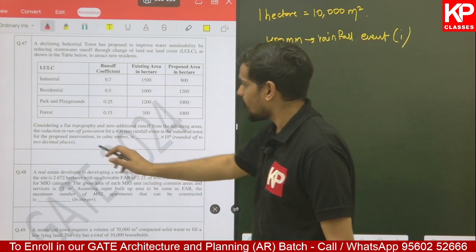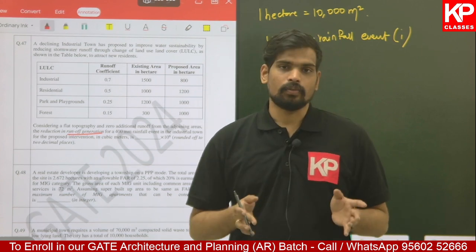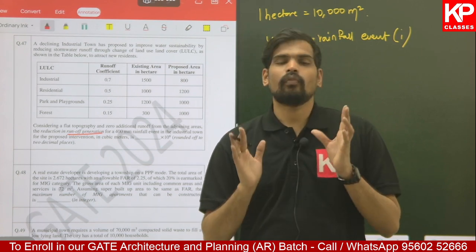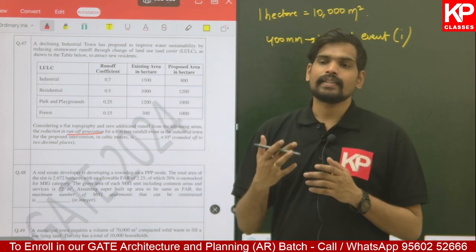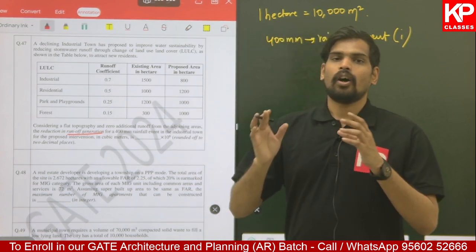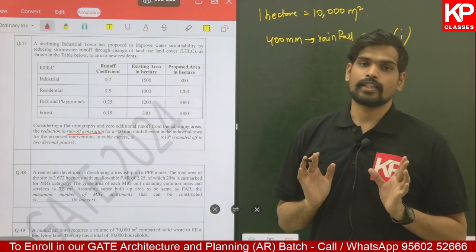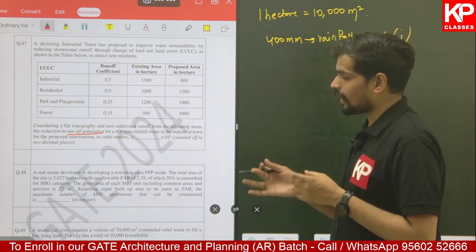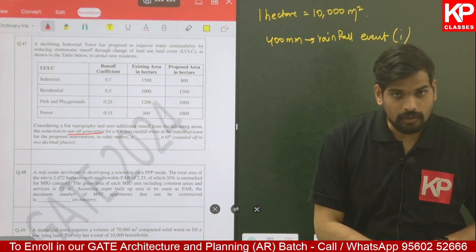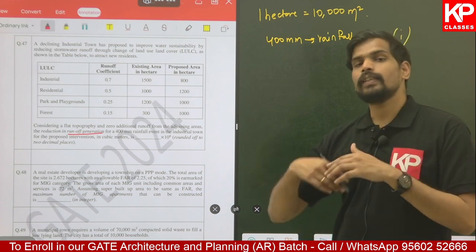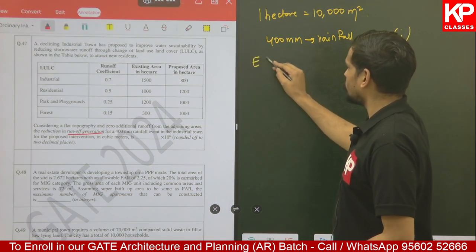So they are asking us the reduction in runoff generation. So basically, there's an industrial town. They wanted to improve the water sustainability by reducing the runoff. For that, they have changed the land use land cover. And they're saying by changing the land use land cover, how much is the reduction in the runoff? How much less water is getting wasted here? That's what they're asking. So there are two cases, existing and proposed. First, you will need to see what is the quantity of runoff in the existing LULC scenario, and then what is the runoff quantity in the proposed LULC scenario. So first, let us do the calculation for the existing LULC.